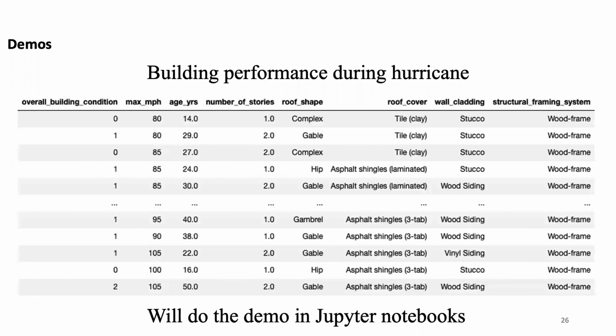So now we have learned this algorithm. We want to apply them to a real world case, which is building performance during hurricane. So in this example, you will be given a data set. It looks like this, right?